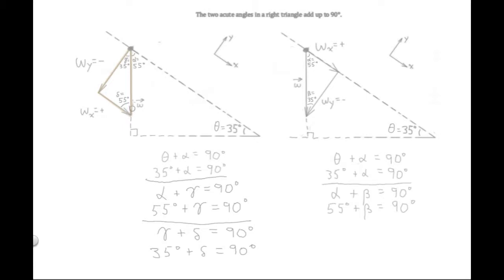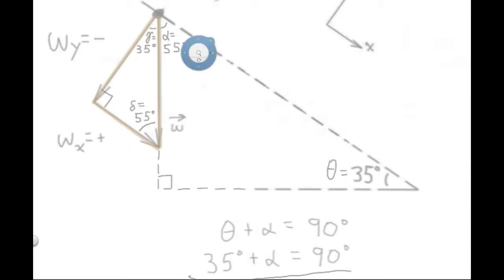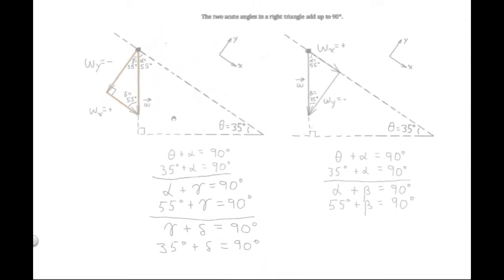Remember, we know that this is a right triangle because we drew it to be a right triangle. We designed this to be a right triangle. This is the right triangle that we're using to break the w vector into components. We drew the legs to be parallel to the axes, and therefore the legs are perpendicular to each other, just like the axes are perpendicular to each other. So that's our little right triangle, and that allows us to figure out that this is 55 degrees.